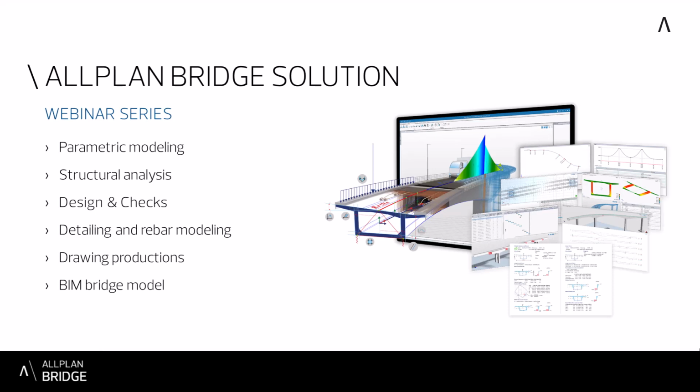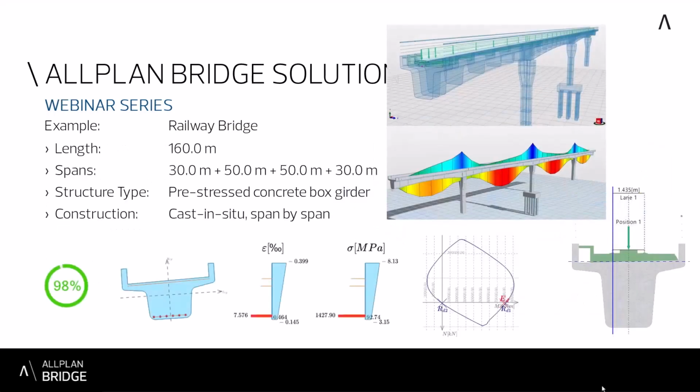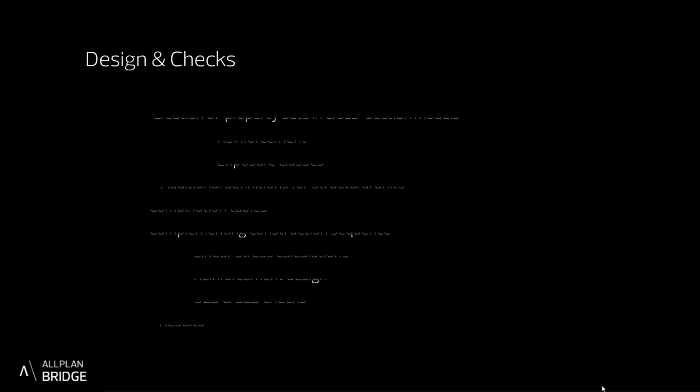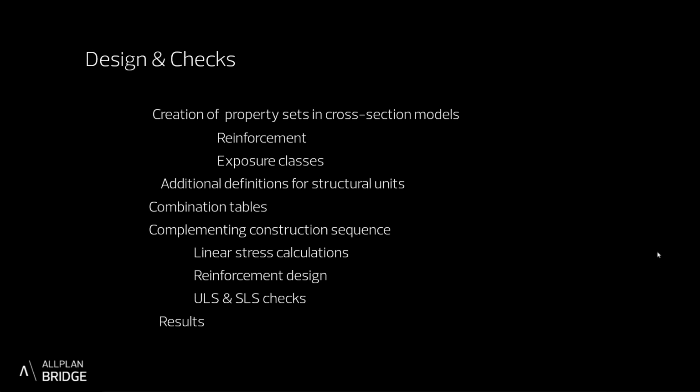We will continue in our 160 meters long railway bridge example where we modified the number of tendons to balance more of permanent loads. At first, we will talk about additional definitions in cross-section and structural units. Then we'll continue with combination tables, complementing construction sequence, and end with the plot of the results.